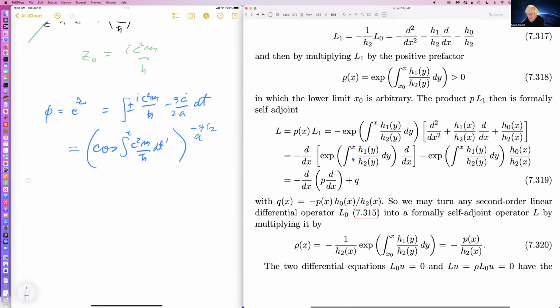If the derivative acts on the exponential, then it pulls down an h1 over h2 and gives you the second term and only one derivative. So that gives you this term. And then this term is just there automatically.